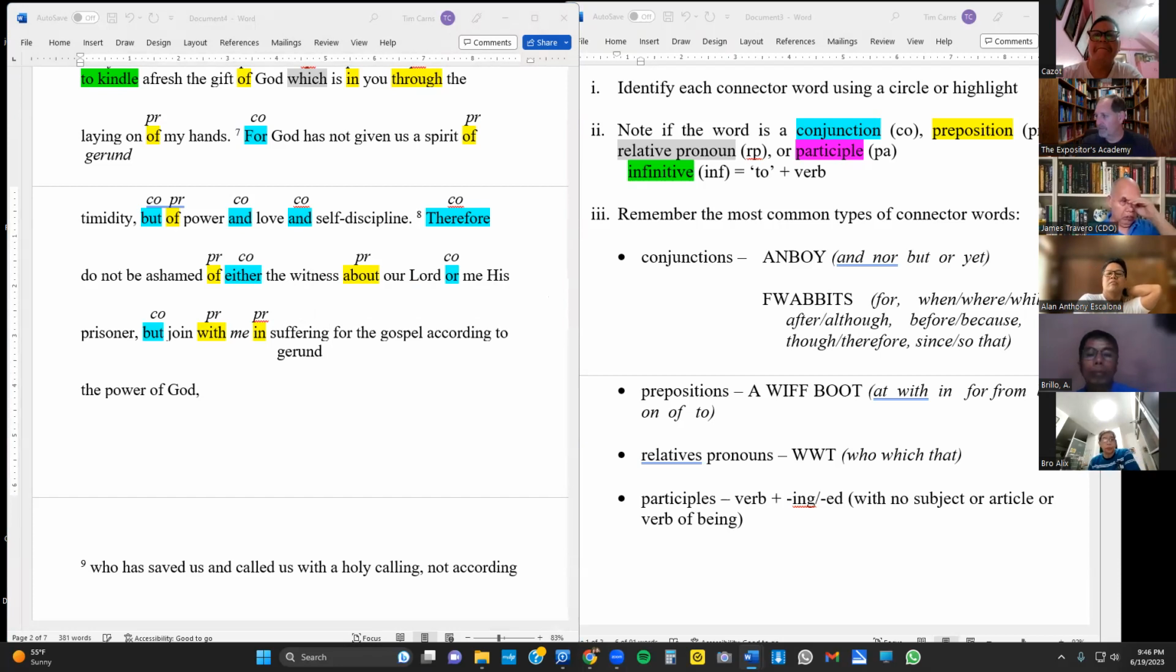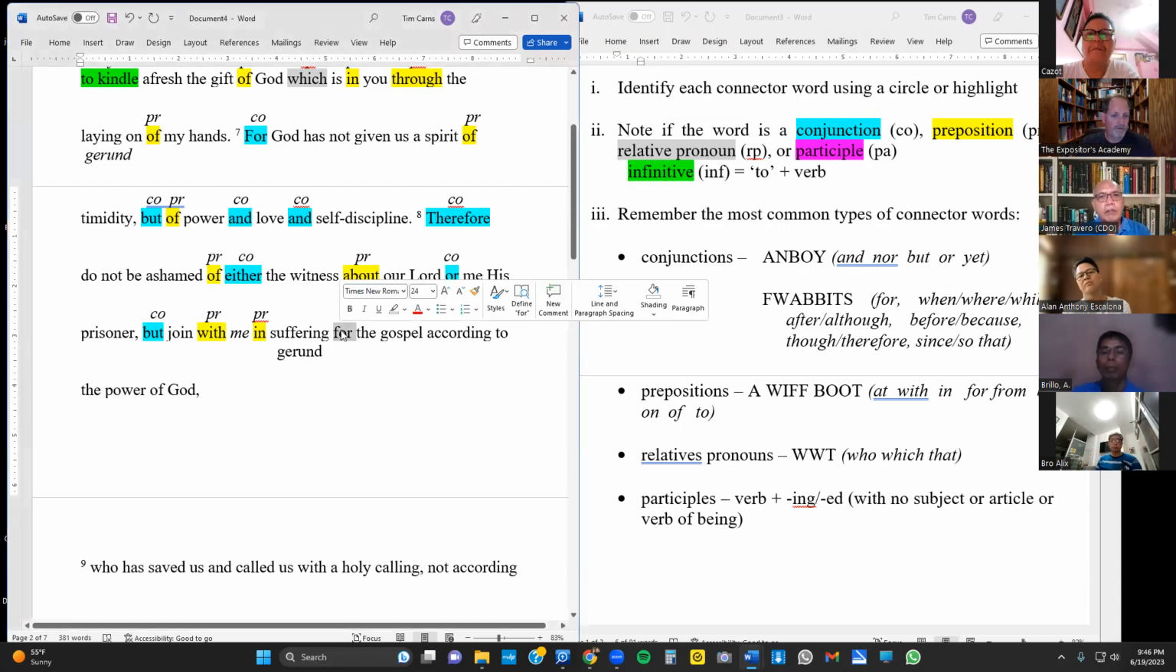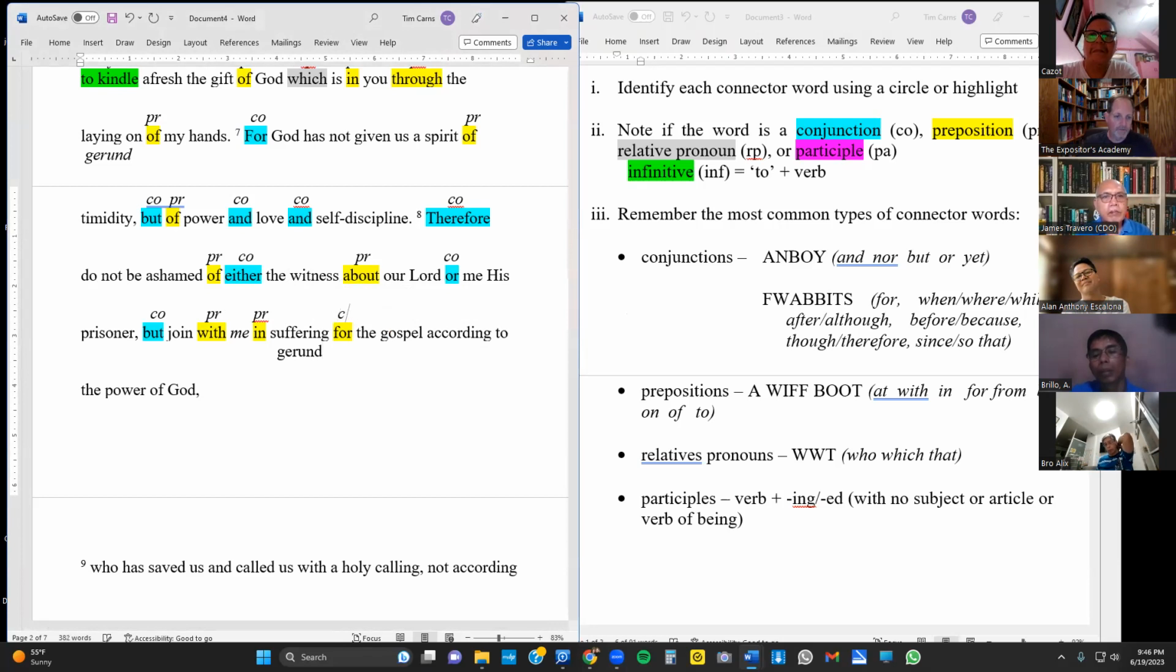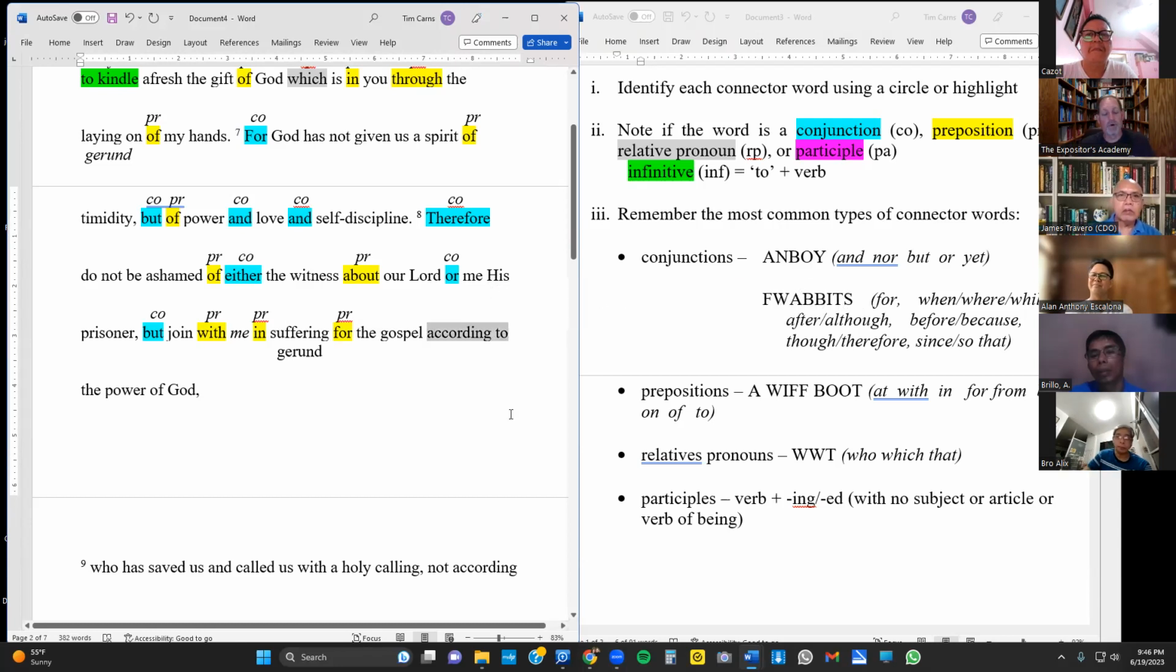Next is "for." Yes, very good. A preposition. "For" is a preposition. You're exactly right in this case. Now, how do we know it's not a conjunction? Because it follows the noun. Notice what follows: a noun. There's no verb. Now, remember, "according" is not a participle. Remember, "according to" is what? Preposition. Yes, preposition.